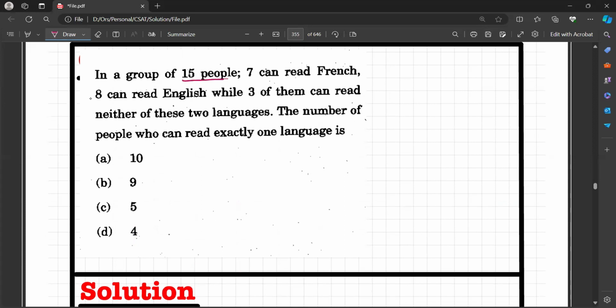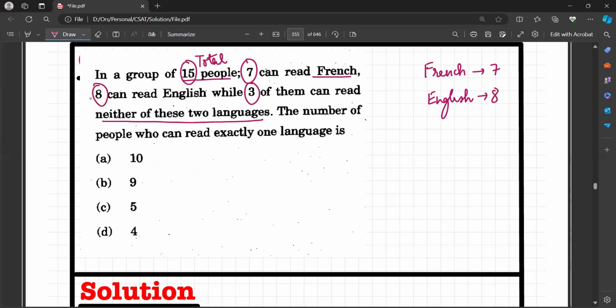In a group of 15 people, so total people will be 15, right? 7 can read French. So one item is French. Just for explanation, I'm writing it here. English, 8. Ensure that you don't skip any data. 3 of them can read neither of these two languages, not French and not English. So it has to be 3 of them.